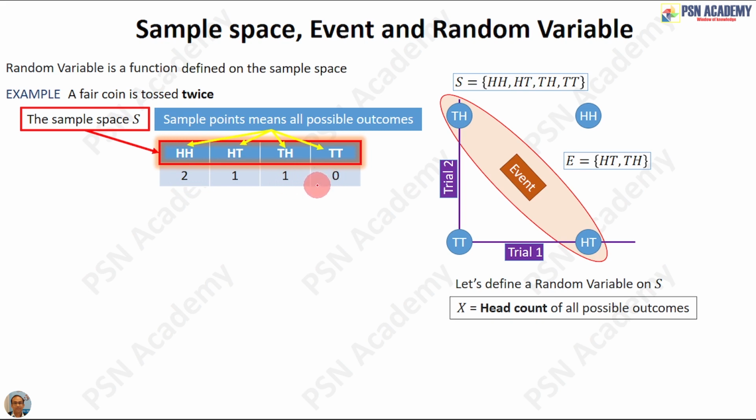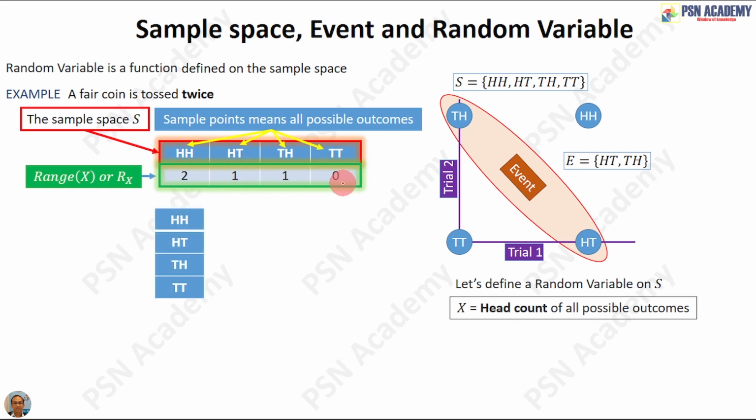So we can say that this is the range of this HH, HT, TH and TT. Do not say that X is holding 2 or X is holding 1 like that. X is a function. So how it works, this HH is actually mapped to the value 2. The HT is mapped to the value 1. So there is a mapping business going on between the sample space S and these values. It will look something like this.